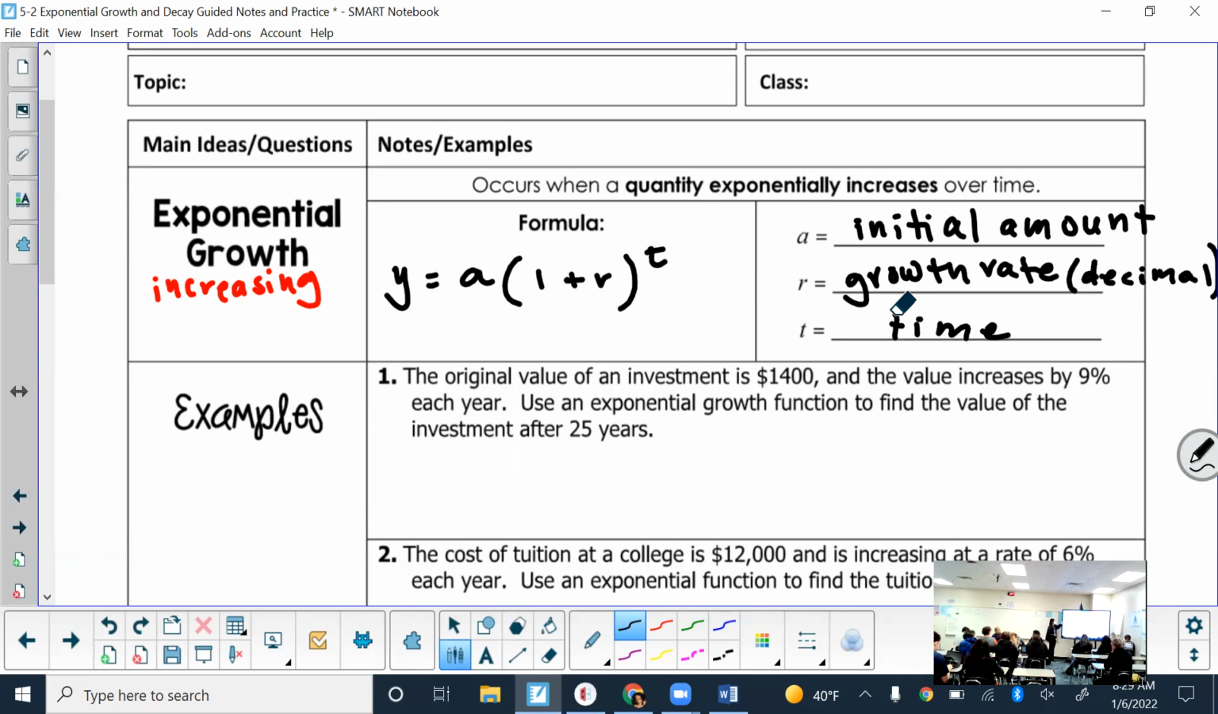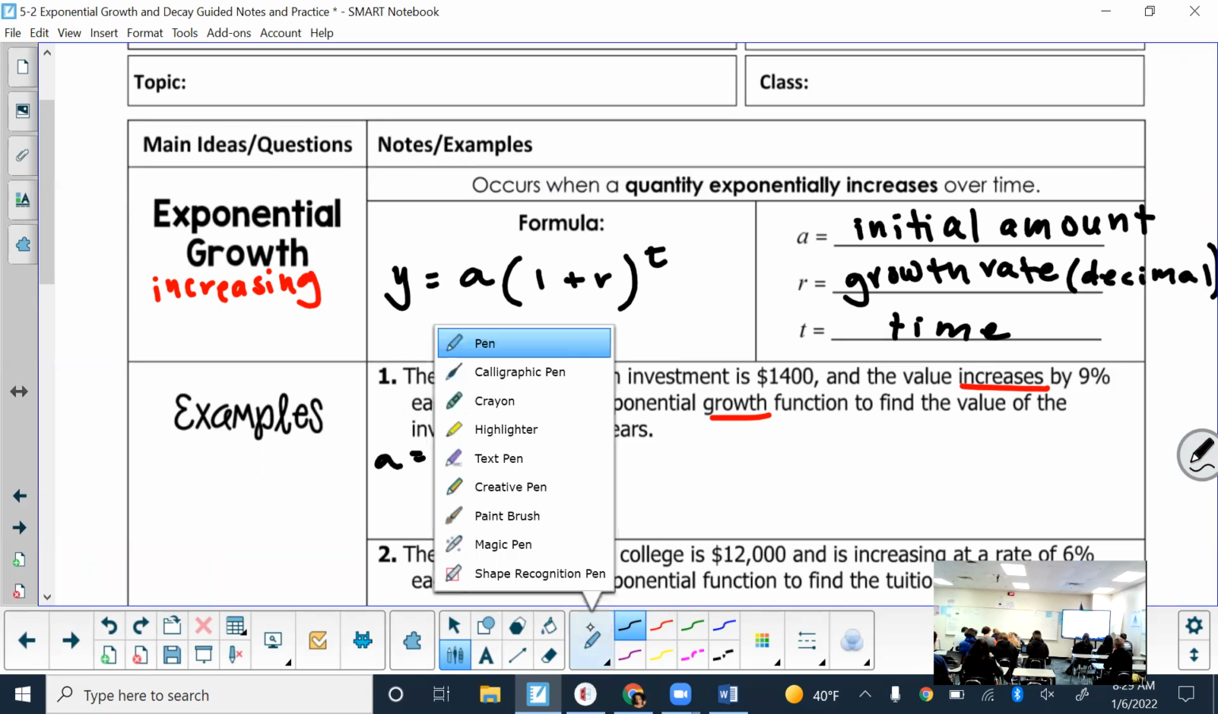So number 1, we have the original value of an investment is $1,400, and the value increases by 9% each year. Use an exponential growth function to find the value of the investment after 25 years. So the keyword there is increasing. All right, even if it didn't say use an exponential growth function, you should know that increasing means this formula. So we need to identify those 3 things.